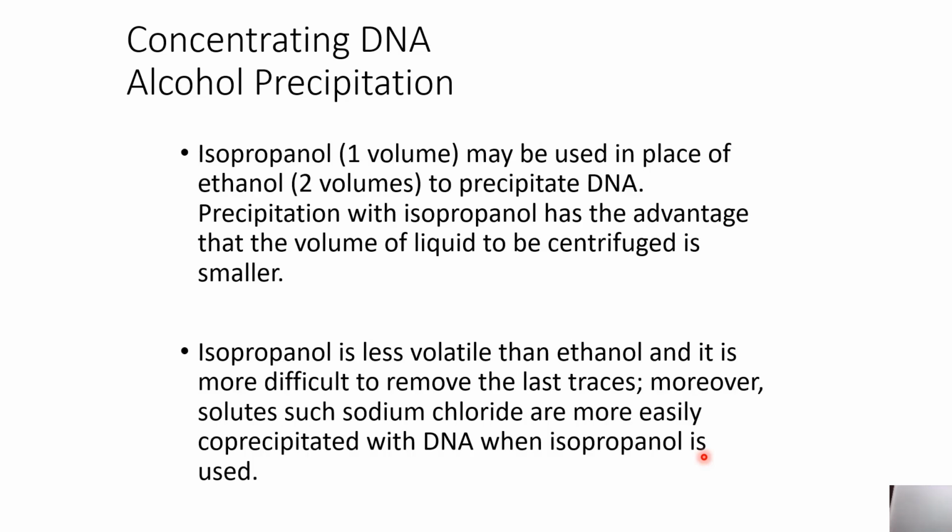Then isopropanol may be used in place of ethanol to precipitate the DNA, and precipitation with isopropanol has the advantage that the volume of liquid to be centrifuged is smaller. Isopropanol is less volatile than ethanol and it is more difficult to remove the last traces. Moreover, solutes such as sodium chloride are more easily co-precipitated with DNA when isopropanol is used.